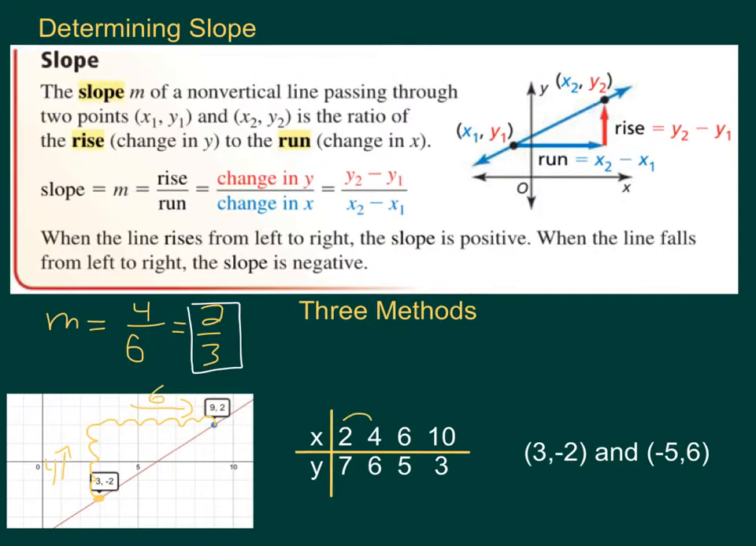To get from 2 to 4, I'm adding 2. 4 to 6, I'm adding 2. 6 to 10, I'm adding 4. So I've had a little change there. 7 to 6 is -1. 6 to 5 is -1. And 5 to 3 is actually -2.